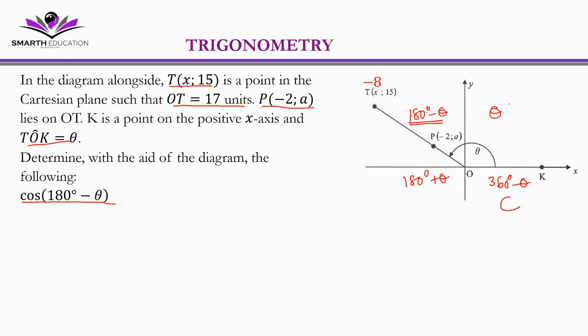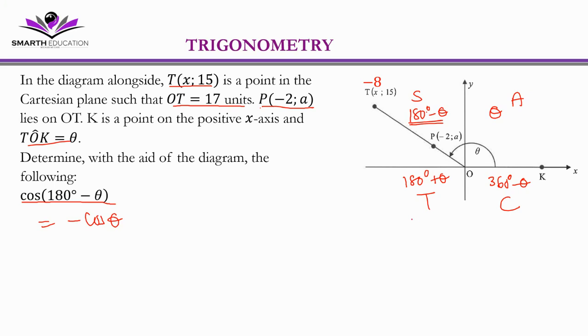And remember our CAST diagram. In the second quadrant, it is only sine theta which is positive. Otherwise, cos theta is negative. So you can say this is equal to negative cos theta.